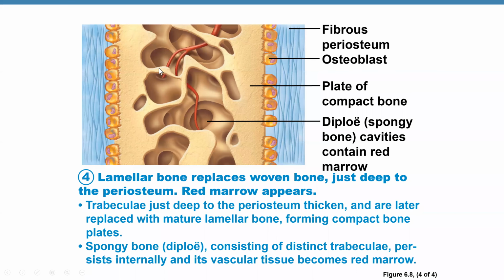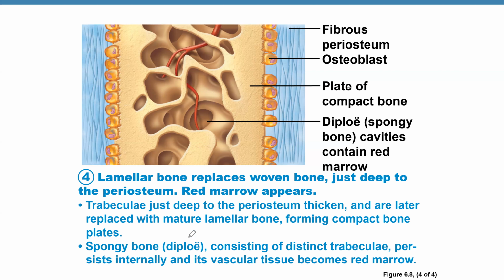Step number 4, lamellar bone replaces woven bone just deep to the periosteum and red marrow appears. The trabeculae just deep to the periosteum thicken and are later replaced with mature lamellar bone. Lamellar bone is our compact bone, forming compact bone plates. Spongy bone inside, called diploë, consisting of distinct trabeculae, persists internally, and its vascular tissue becomes red marrow.